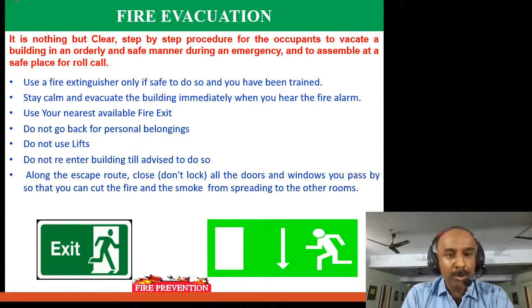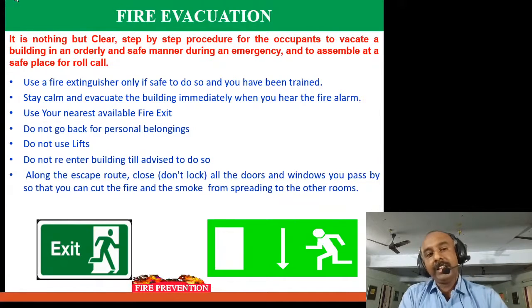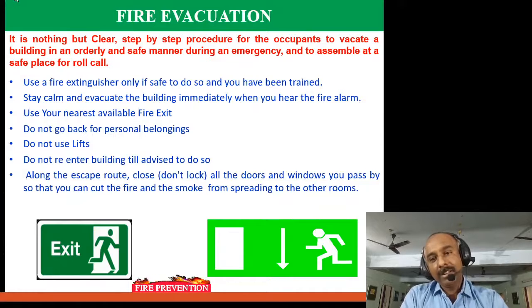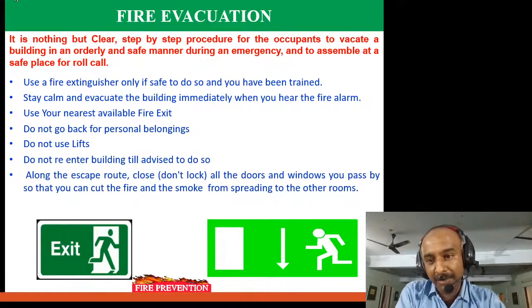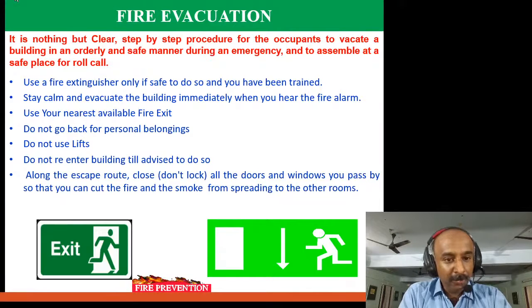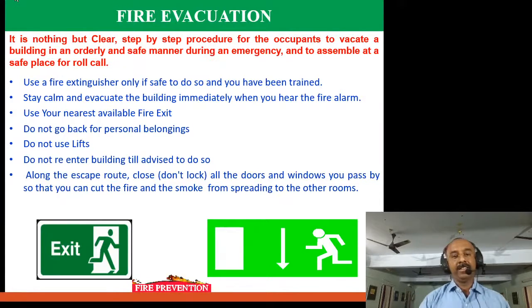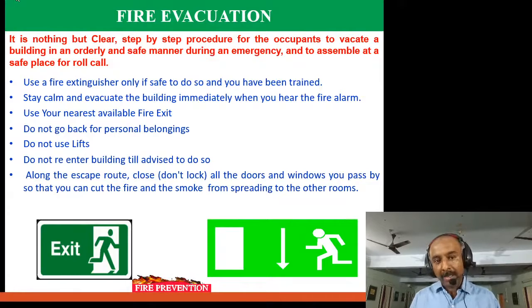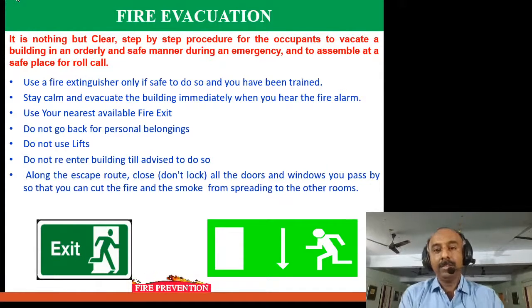So what are the things we have to do? First, use the fire extinguisher if you are trained. If you are not trained, better you vacate the building. Stay calm and evacuate the building immediately when you hear the fire alarm. As we know, the fire alarm is an indication sign for fire. Once the fire alarm rings, close whatever work you are doing and vacate the room. Use your nearest available fire exits. Do not go back for personal belongings. Do not use the lift.